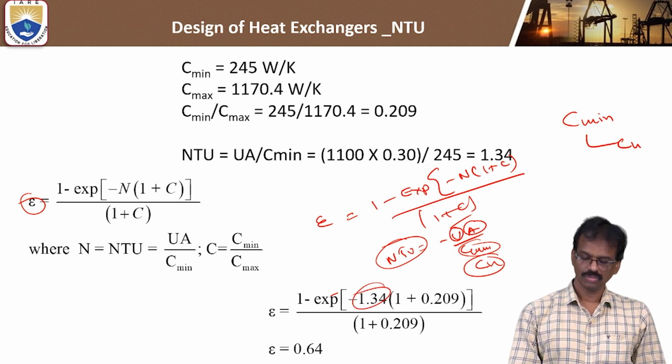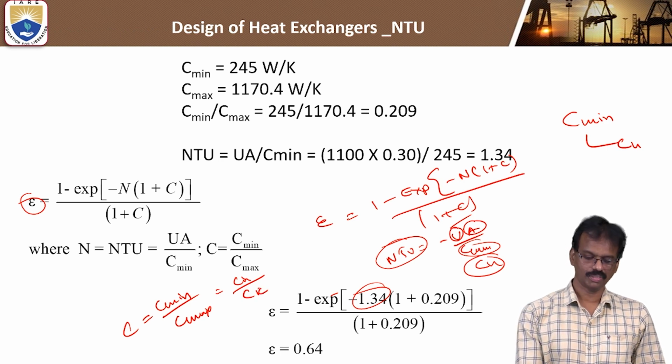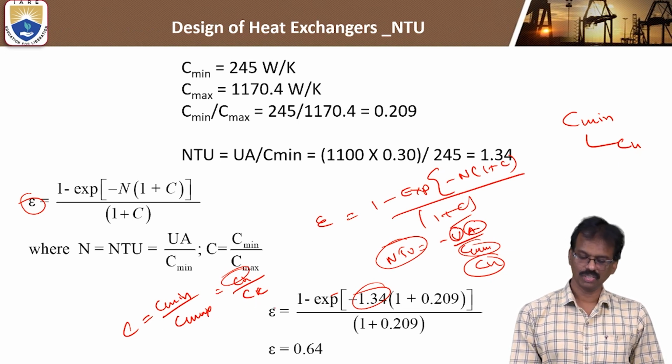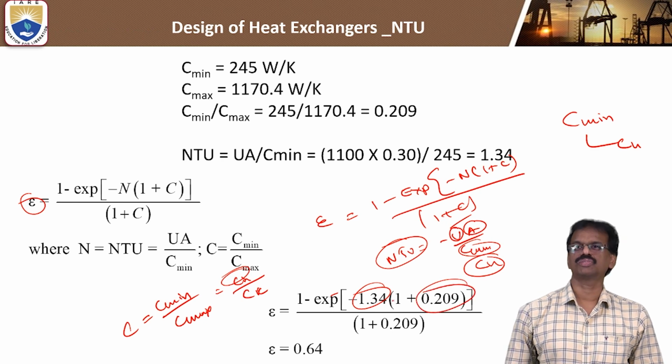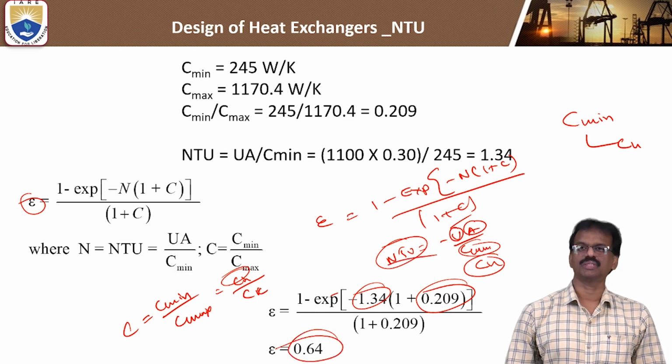Next, C. So C is equal to C minimum by C maximum. C minimum is equal to capital CH, and C maximum is equal to capital CC. So you know the values of these two. If you substitute these values, you will get the C value. So the C value is equal to 0.209. If you substitute the NTU value and the C value, you will get the effectiveness value. Effectiveness value is equal to 0.64.